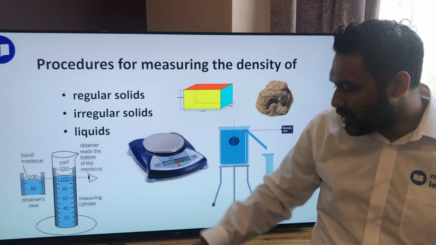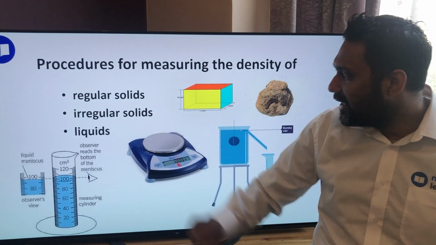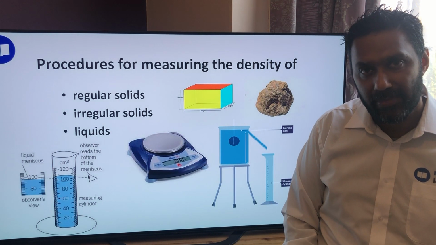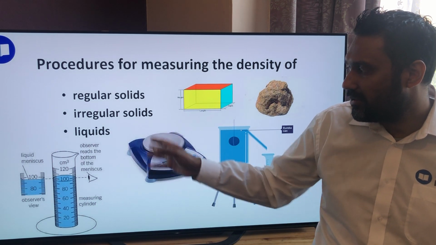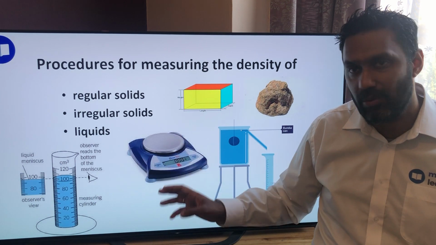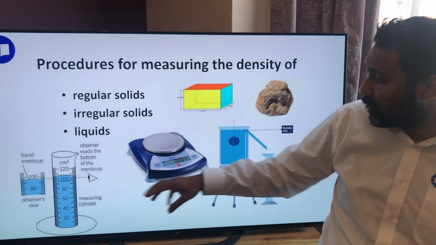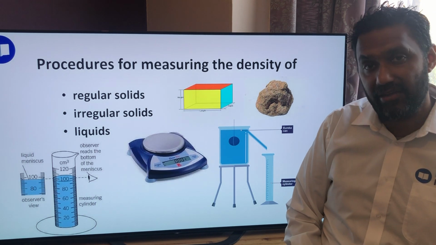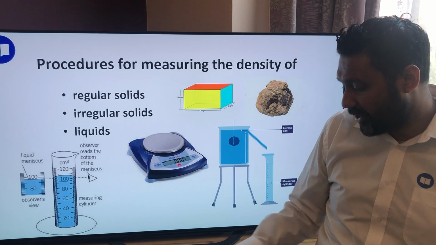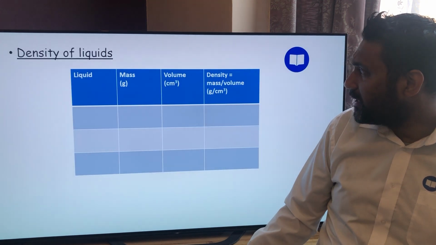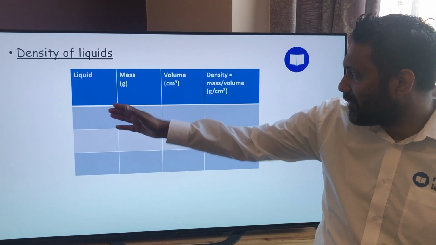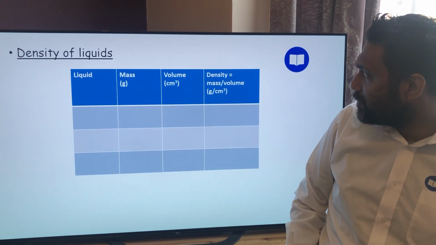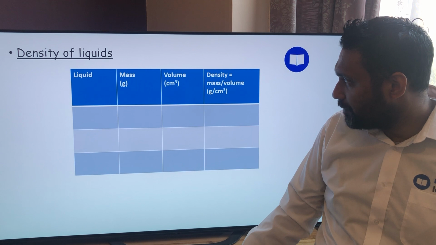You do one, take away the other, and it'll give you the mass of the liquid. And that's it. How do I work out the density of liquids then? For liquids, I get the mass by measuring on the top pan balance, by doing the empty one and the full one, take away the empty one, that gives us the mass, divided by the volume, just by reading the volume on the measuring cylinder. Divide the two, and voila, you've got the density of your liquid. And that's it. So you want to put your results in there, write down what your liquid is, write down what the mass is, write down what the volume is, and then density is mass divided by volume.